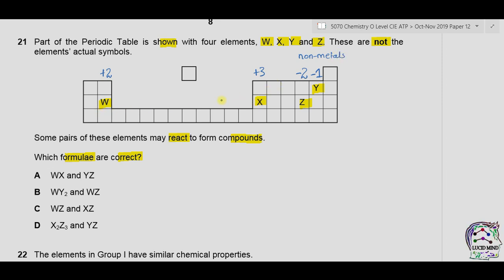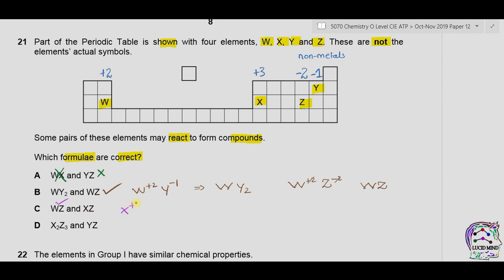Now, as W and X both are metals, they cannot react to form WX, so A is incorrect. In B, we have WY2. The oxidation state of W is +2 while that of Y is -1. So when making a compound, the charges can be exchanged to form the number of atoms, so it will become W1Y2. Similarly, W is +2 and Z is -2. When equal charges are present, they cancel out and the compound formed is WZ. So both are correct.